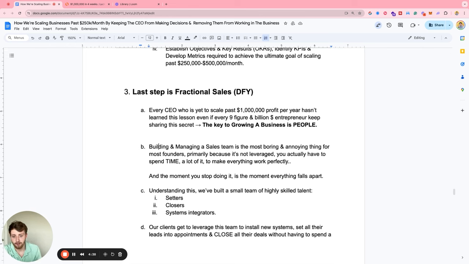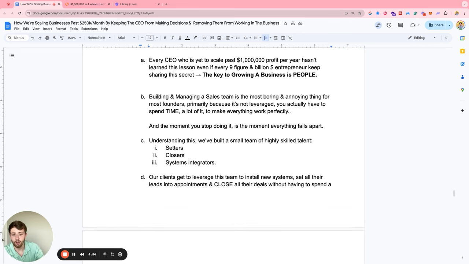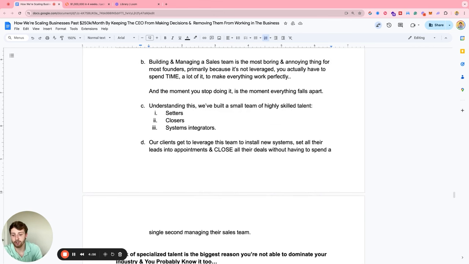So understanding this, we've built a small team of highly skilled talent, including setters, closers, and system integrators. And our client gets to leverage this team to install new systems, set all of their leads into appointments, and close all of their deals without them having to spend a single second managing their sales team.